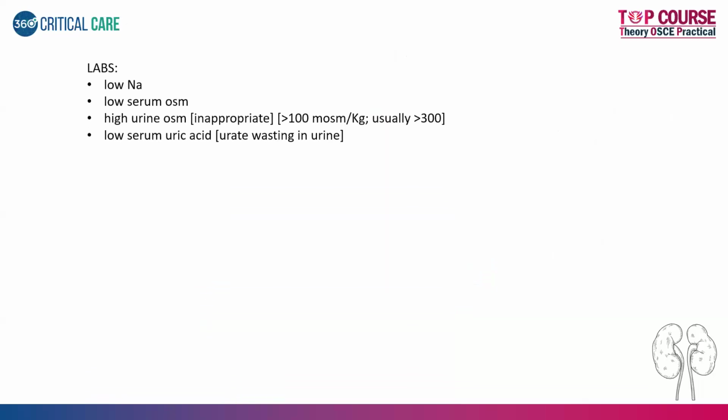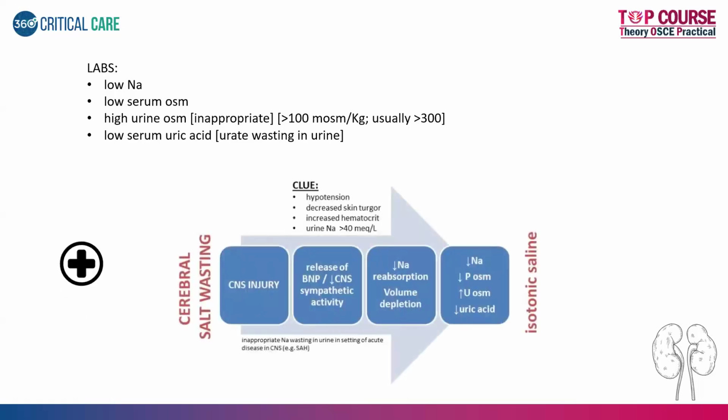so the labs usually show a low sodium value, low serum osmolarity, high urinary osmolarity, usually more than 100 milliosmoles per kg, sometimes more than 300. And something that we need to notice is that these patients also have low serum uric acid. Uric acid is also removed in the urine. So the treatment usually is supplementation of isotonic saline. I told you hypovolemia is the driver here. So hypovolemia should be corrected so that the vicious cycle is offset and sodium status is restored.